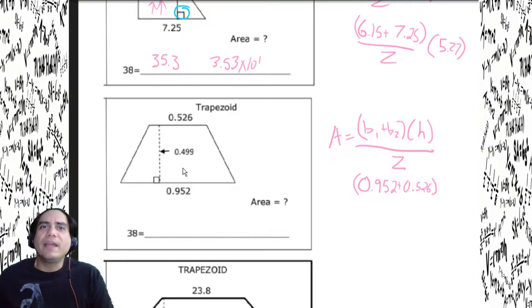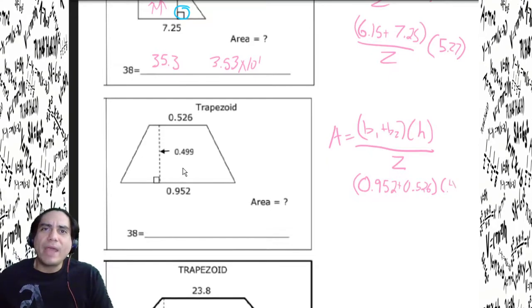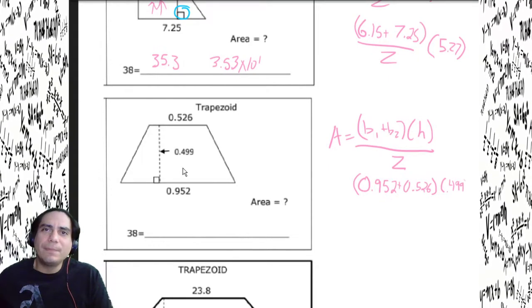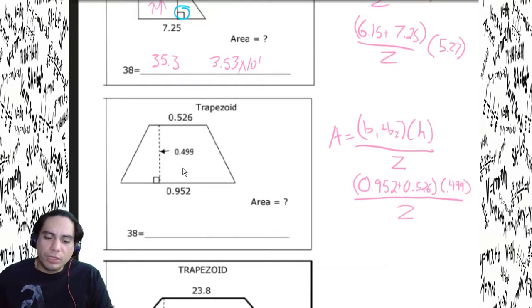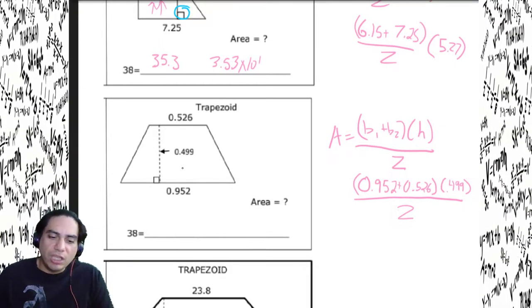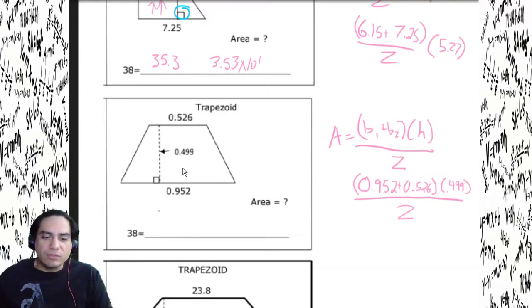the 0.499 is the height. As you can see, that right angle is apparent in this problem. And then we're going to get all that divided by 2. We're going to go ahead and divide that by 2. Okay, and so it looks like we got ourselves a good answer.